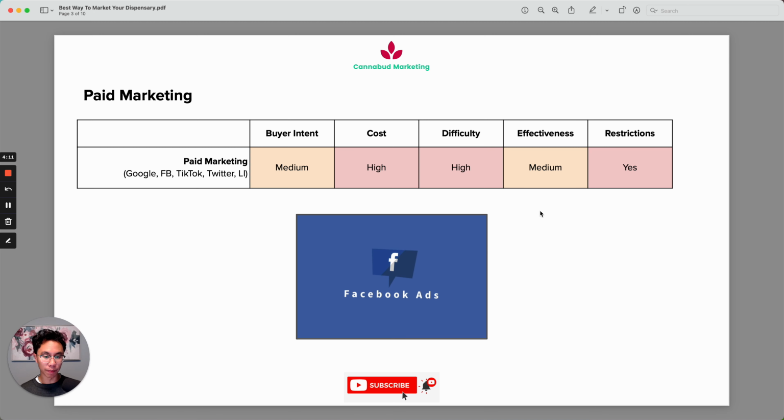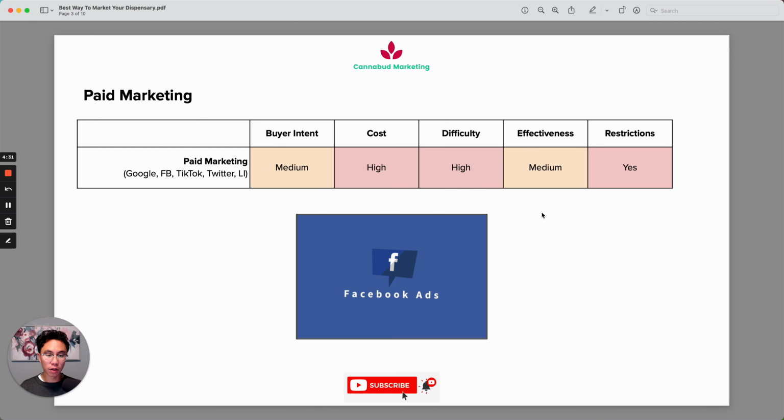Effectiveness, medium, right? So the reason why I say medium is because you're never really sure what the outcome of your ad is going to be until after you spend the money, right? So if the ad runs really well, yes, it could be super, super effective, right? But the ad can also not be effective at all, and you may have just wasted $10,000.